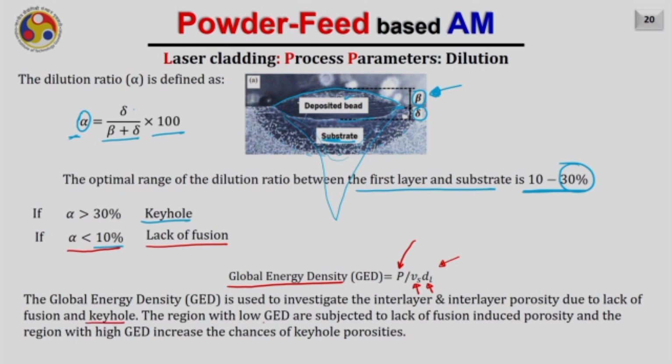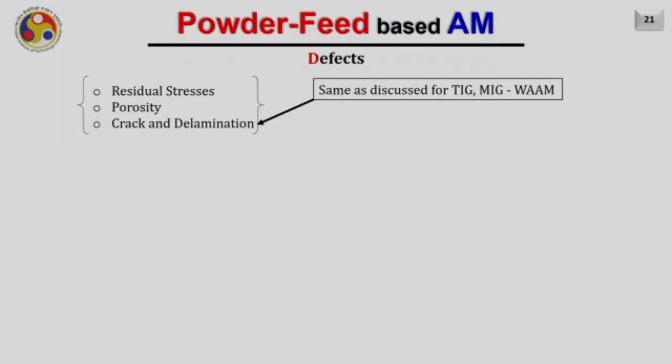The regions with low global energy density are subjected to lack of fusion, and the regions with high global energy density are subjected to the keyhole deposition, and both of them induce the porosity. Therefore, this global energy density should be optimized in such a way that your dilution ratio is within the range of 10% to 30%. Other defects in powder feed additive manufacturing are quite similar as we discussed for TIG and MIG based WAAM. Those are the residual stresses, the porosities, and the cracks and delaminations.